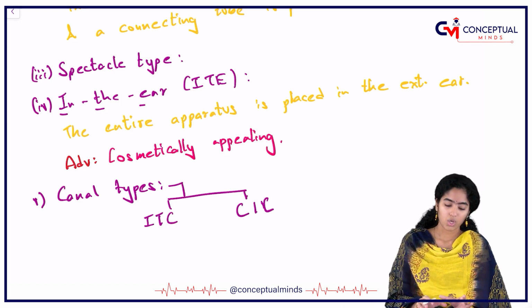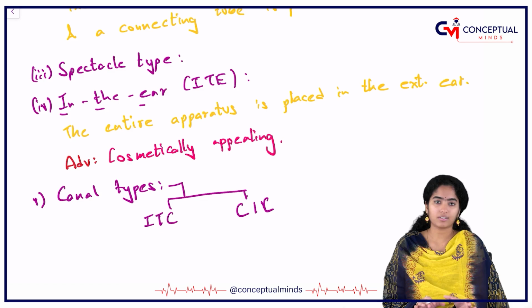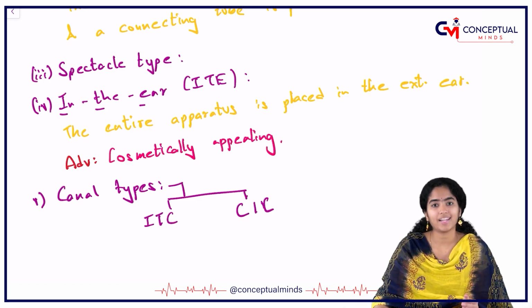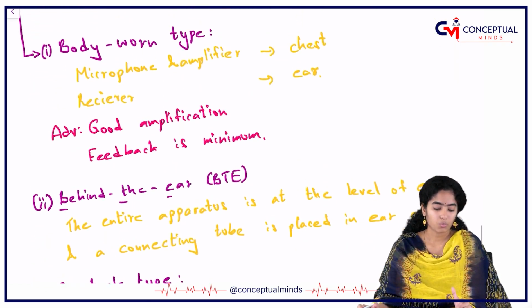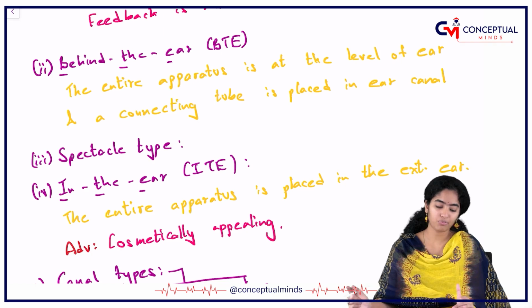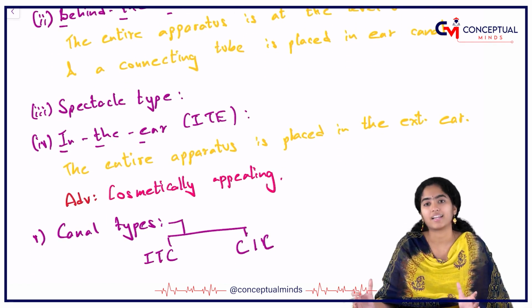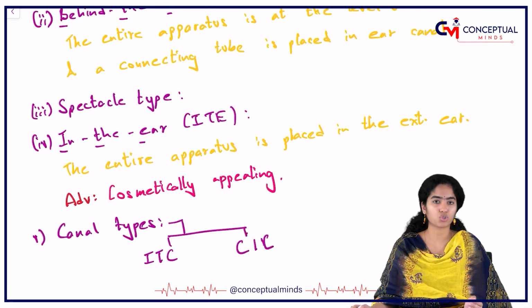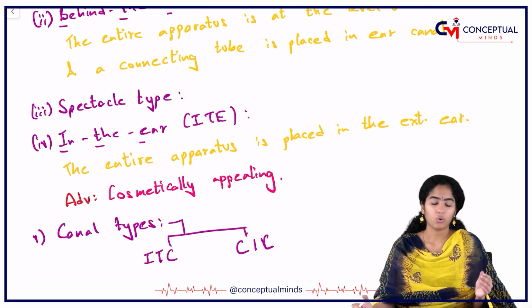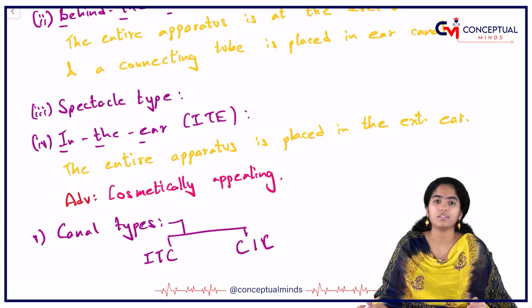Okay, so these are the various types of hearing aids. What are the 5 types? Let me quickly revise them for you. One is body worn type, second is behind the ear, third is spectacle type, fourth is in the ear, and fifth is canal type. Spectacle type is almost obsolete now. I can tell you the first 3 are not really used now. What we use is in the ear and canal type.